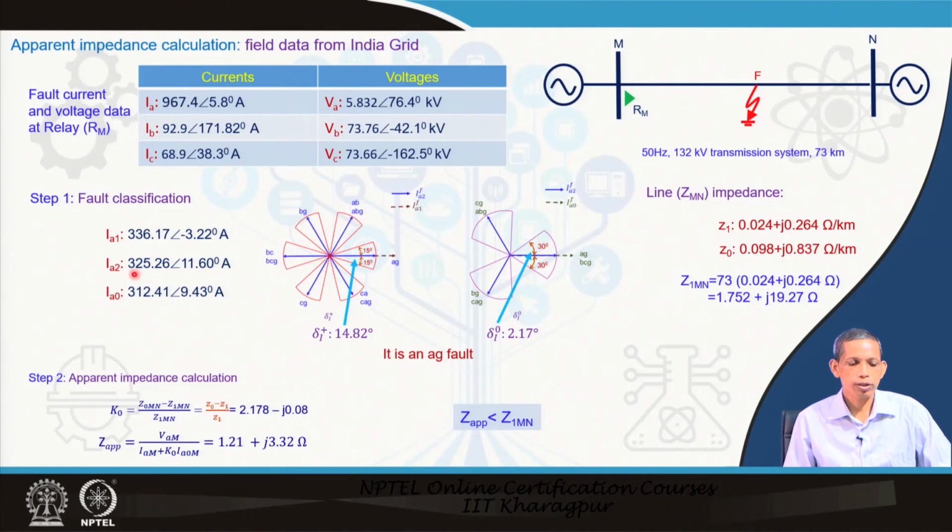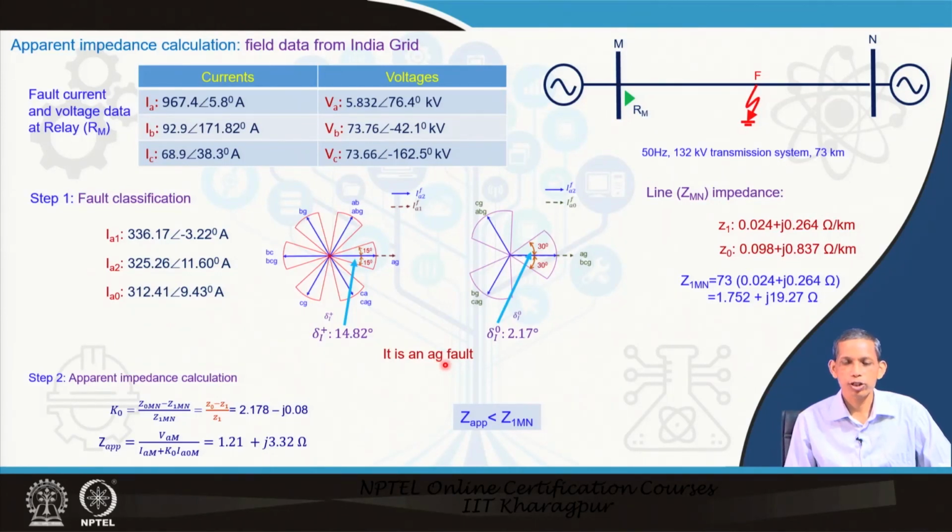So, delta I positive is nothing but the angle of IA2 minus the angle of IA1, and delta I0 is the angle of IA2 minus the angle of I0. Using these two, we find that it positions in AG, and here also it ensures that this is in AG, and we see that the zero sequence component is significant, all are almost of similar order, so that ensures that this is a phase A to ground fault. So, now we will activate the corresponding apparent impedance calculation for the AG fault.